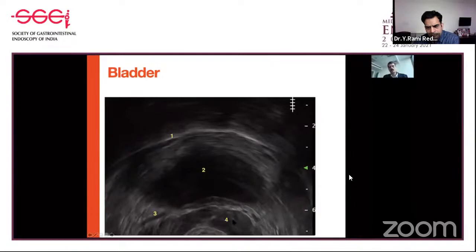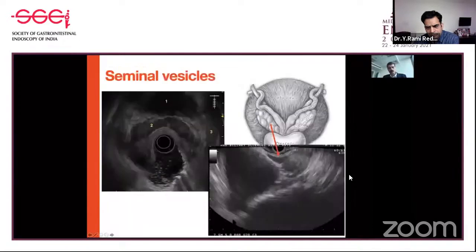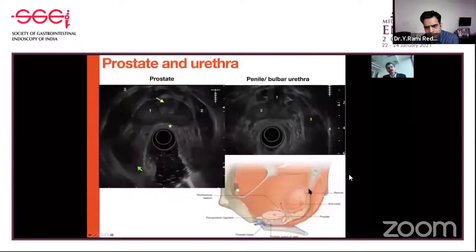And then you have the seminal vesicles lying posterior-inferior to the bladder. As you withdraw, you will reach the prostate. So this is a radial US image showing the obturator internus forming the pelvic side wall, the bladder anteriorly, the seminal vesicles, and the probe in the rectum. This is the area of the Denonvilliers fascia. And this is a linear probe showing the same thing: the bladder, the seminal vesicles, the prostate, and the pubis.